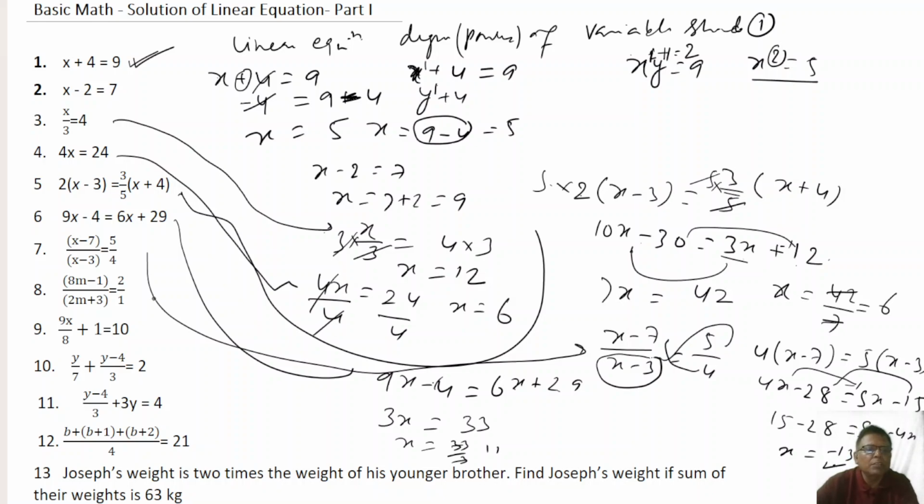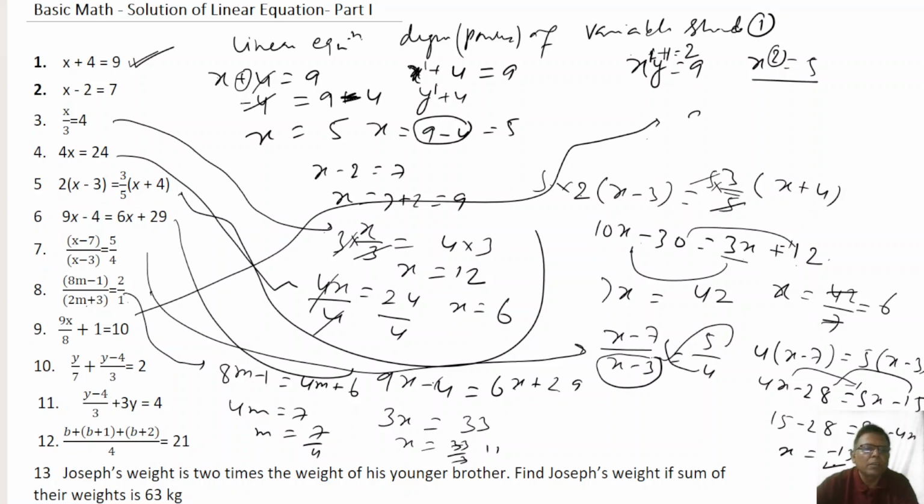Now come to this question. Here you multiply by 2. So 8m minus 1 is equal to 4m plus 6. So 4m is equal to 7. Then m is equal to 7 by 4 is the answer. Now come to the ninth question.